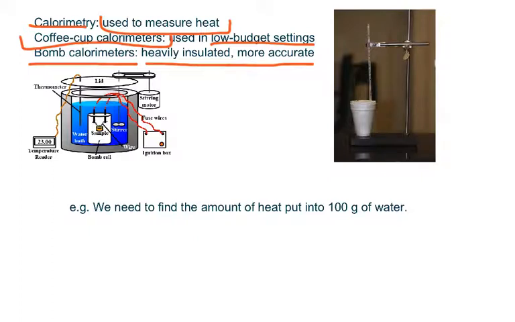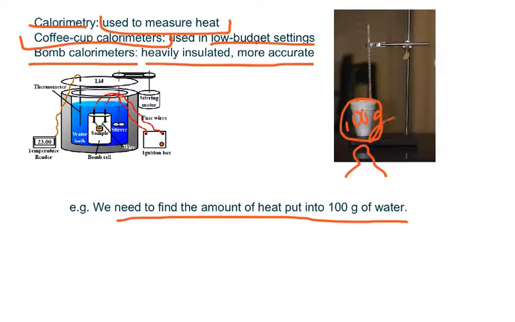So, how does this exactly work? Well, let's take an example. So, let's just say that we need to find the amount of heat put into 100 grams of water. So, let's just say that this is your cup, and let's just say we had a fire under it, and we want to find out how much heat was put into that 100 grams of water. Now, how do we do that? Well, here we see a thermometer, and this thermometer is cool because it can measure temperature for us.